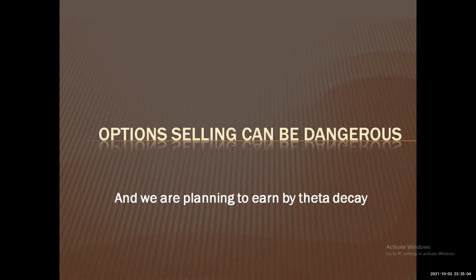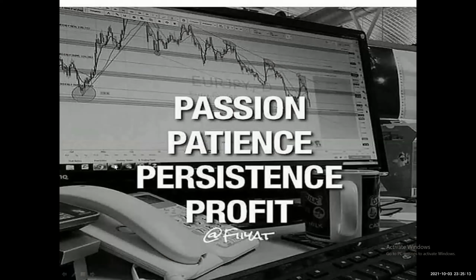Our main aim when we are doing option selling, or what we call option writing, is to earn by theta decay. So remember the 4 P's. These 4 P's are most important. Your passion to make money in option selling. Patience is the key. Persistence. And then comes last, profit. These 4 P's come in a sequence. You can't jump directly from passion to profit without patience and persistence.